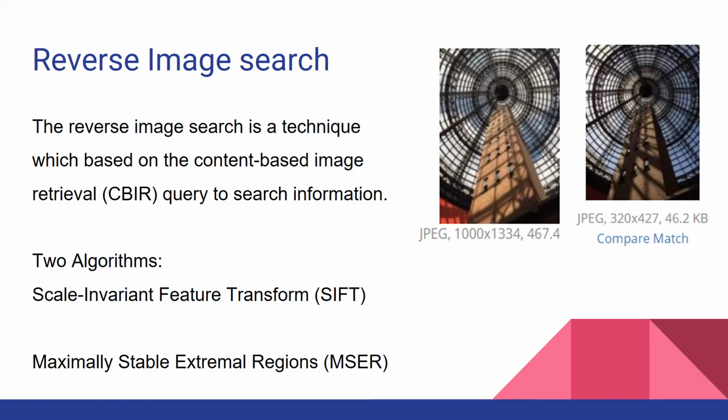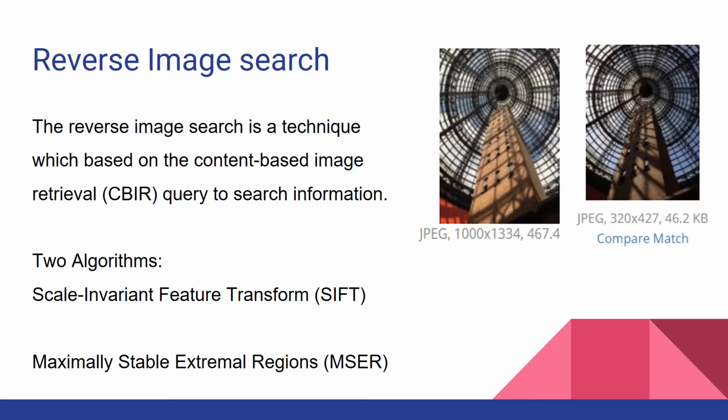The reverse image search is a technique which is based on the content-based image retrieval query to search information. Look at these two pictures. We can easily know they are the same place by our eyes, but how does the computer know they are the same place, and how does the computer get some information through comparing two pictures? In addition, these two pictures have different sizes.